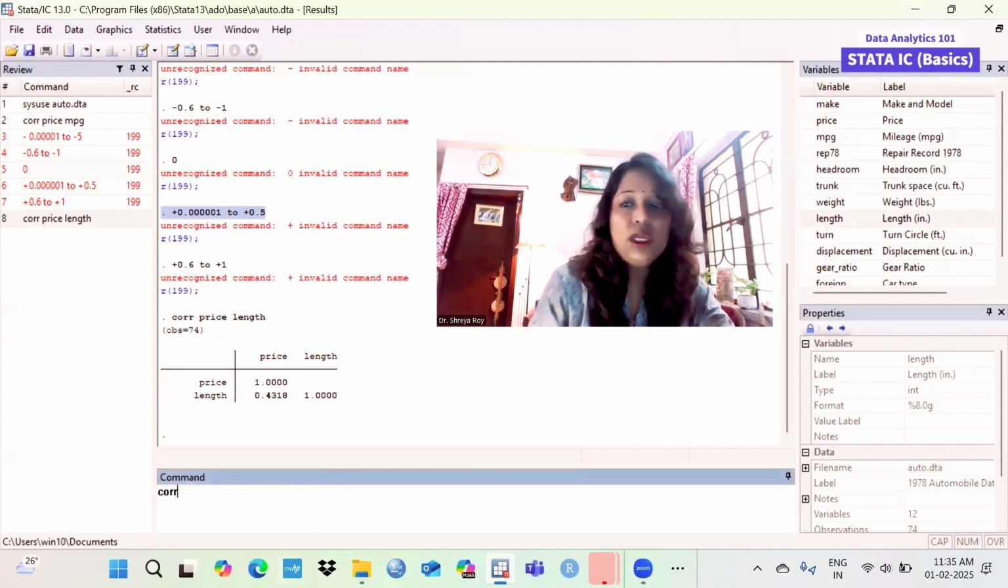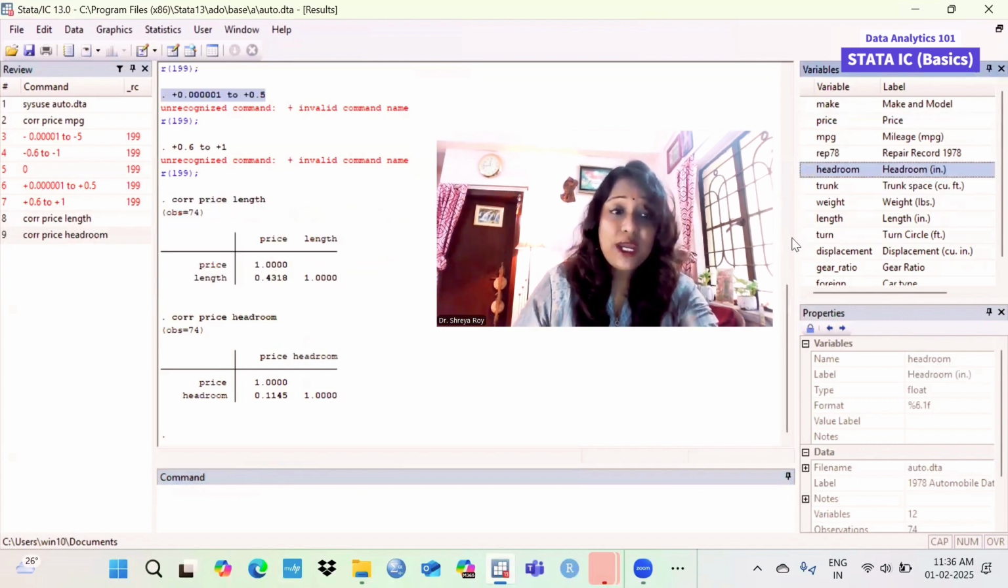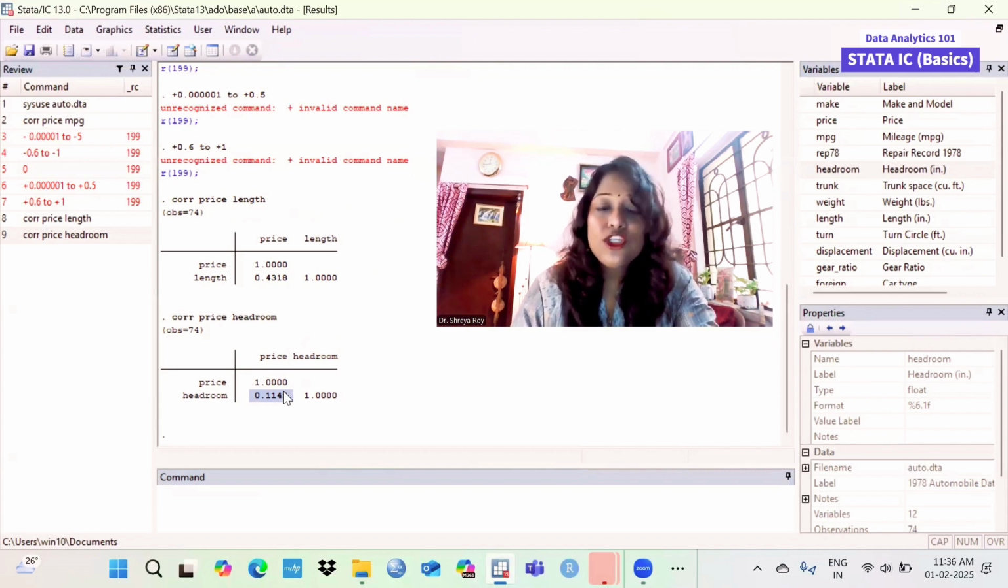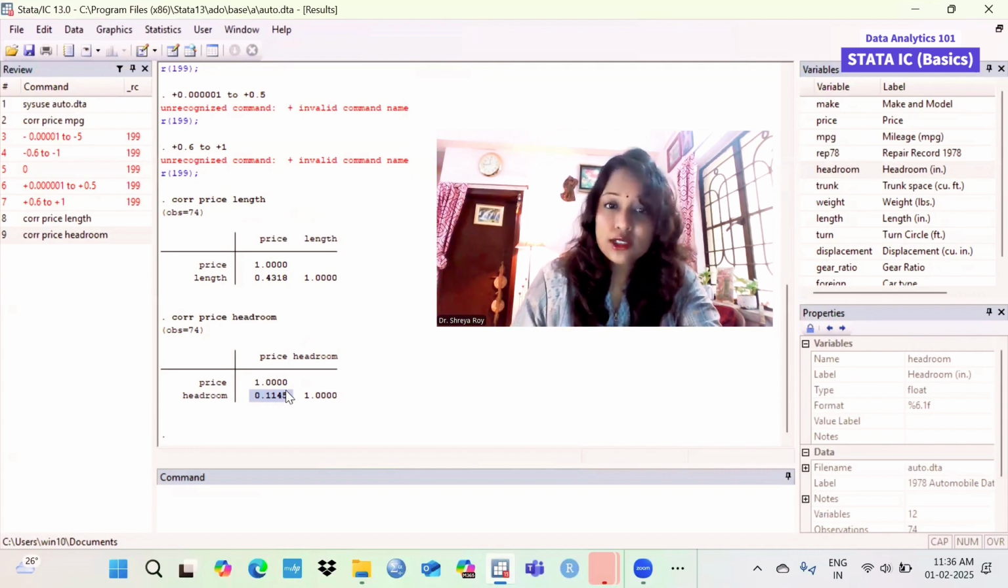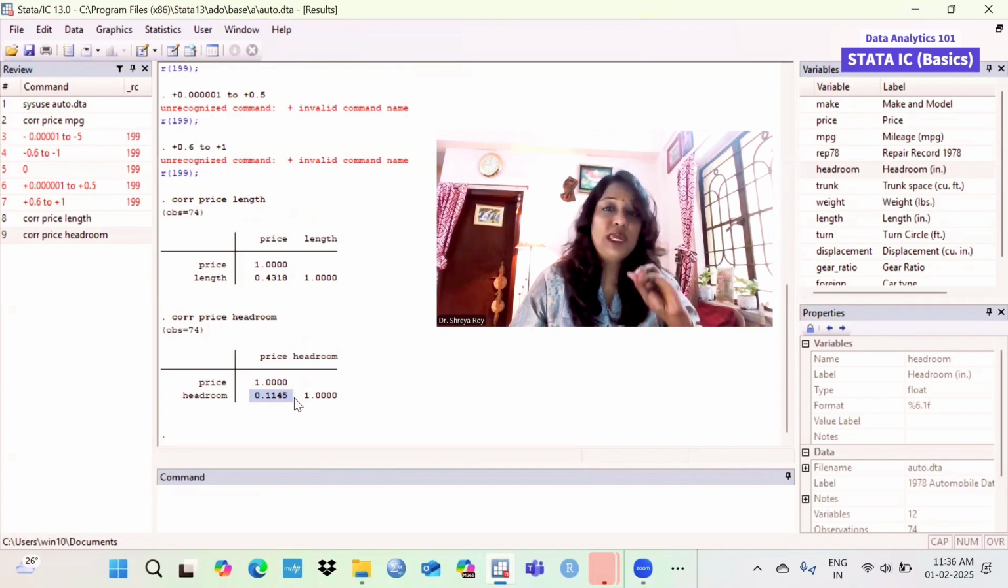The next thing that we need to look at is, let's say, just as an example, headroom. It is very close to 0. If we approximate it, it comes to 0.1, which can be further approximated to 0, which means there is no relation between the price and the headroom. No matter what happens to the price, may the price increase or decrease, the headroom is not affected.